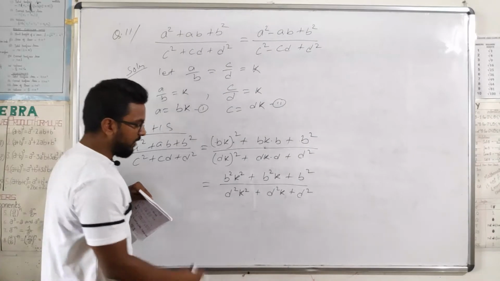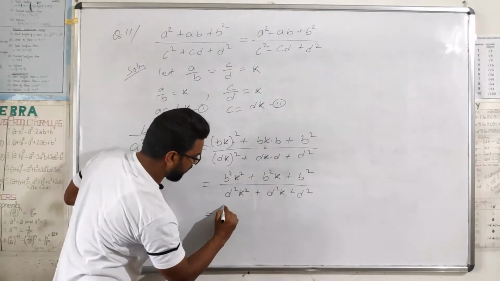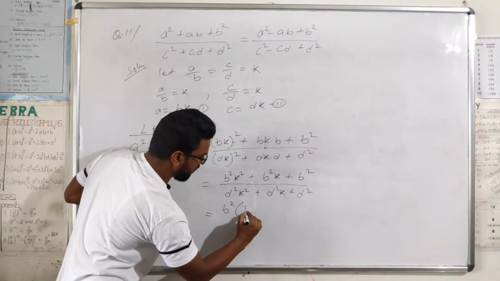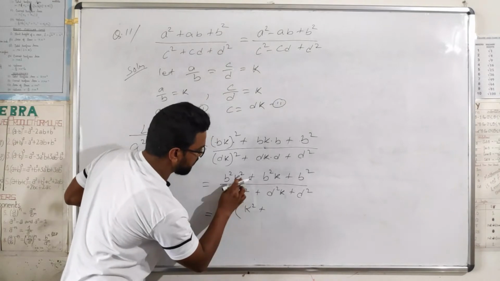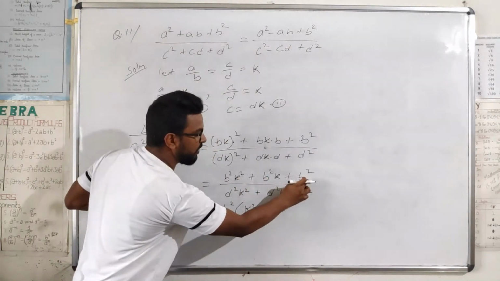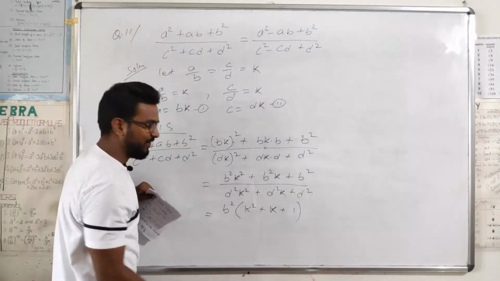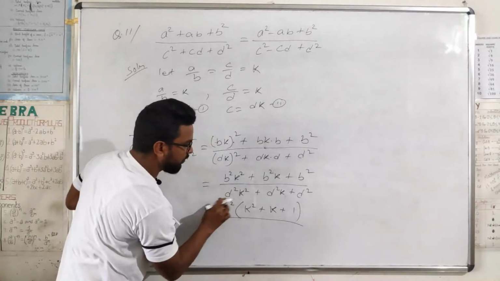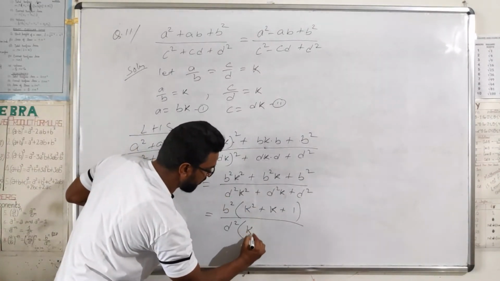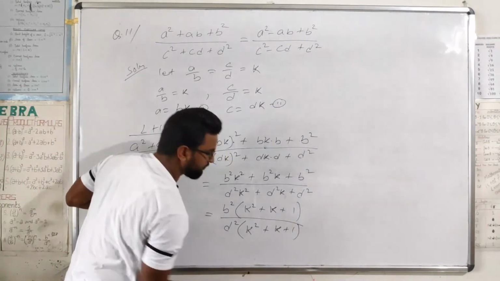Now we'll see what is common here. b square is common in every case, so you will take out b square. So what will be inside? That is k square plus, if you take out b square, what will remain? k will remain. If you take out b square, what will remain? 1, because b square into 1 is b square. Now here what is common? d square. So take out d square, what will remain? Here it will be k square, and here it will be k and plus 1.